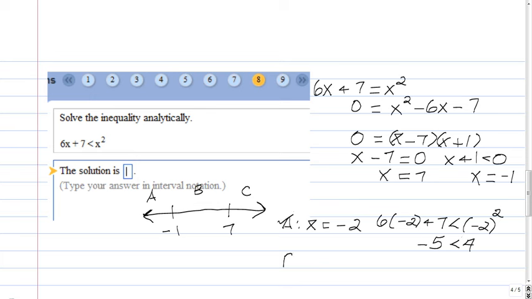Out of region B, we can plug in the value of 0. So we have 6 times 0 plus 7. Is that less than 0 squared? 0 plus 7 is 7. Is 7 less than 0? No. And then what about a number out of region C?